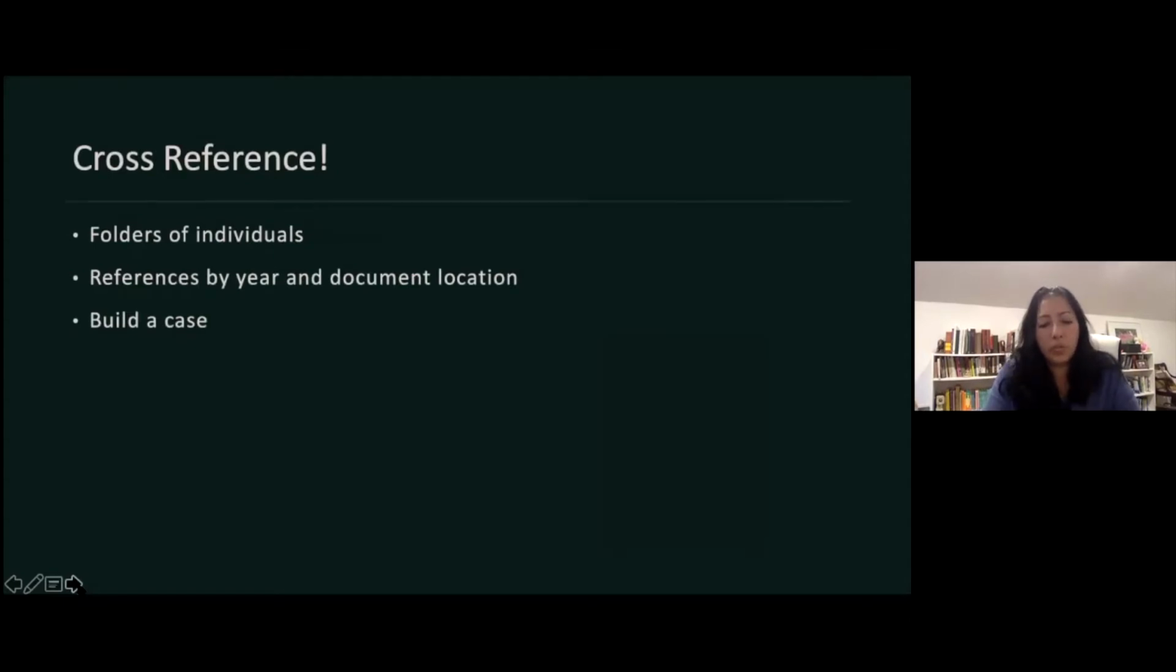The other thing that was useful to us, and I know I don't need to say this to anyone on this call, is that the cross-referencing was so important, because we're talking about such minute slivers of information.